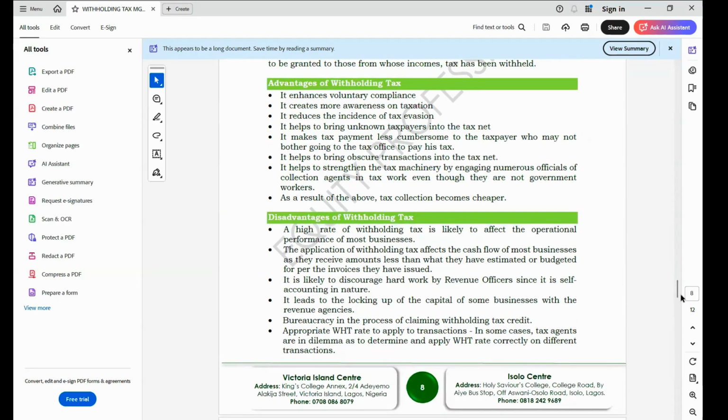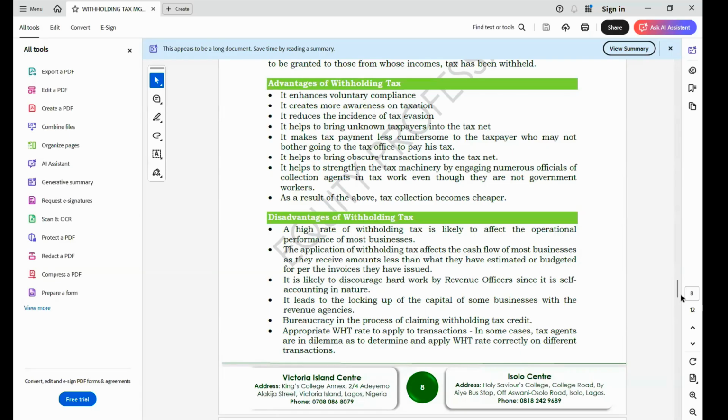A high rate of withholding tax is likely to affect the operational performance of most businesses. Some businesses may end up having withholding tax credit notes of a larger amount that they will not be able to utilize because they don't have enough tax to pay, and they have already suffered a high rate of withholding tax. So the application of withholding tax affects cash flow. It may also affect availability of funds. It is likely to discourage hard work by revenue officials, because once they know that the person making the payment will deduct the withholding tax, that may discourage them from putting in more work.